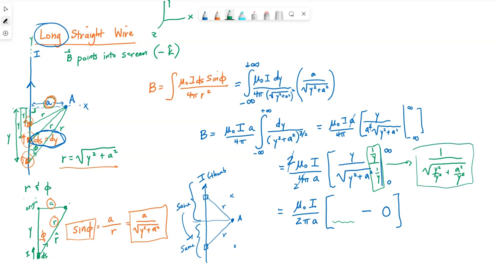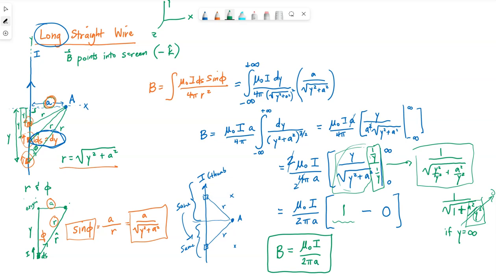This becomes 1 over the square root of 1 plus a squared over y squared. So this is just another way of representing the original fraction we ended up with. Now, if I put in infinity for y down here, I have some number a squared over infinity squared, and this term is going to go to 0. So I'm left with 1 over the square root of 1, so I am left with 1. This tells me that the magnetic field due to our long straight wire has a magnitude of mu naught I over 2 pi a.